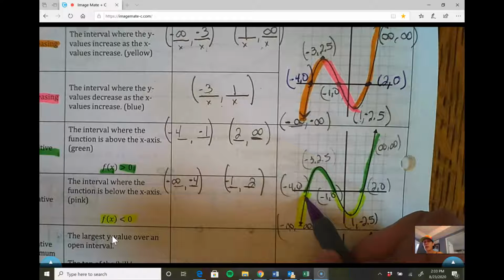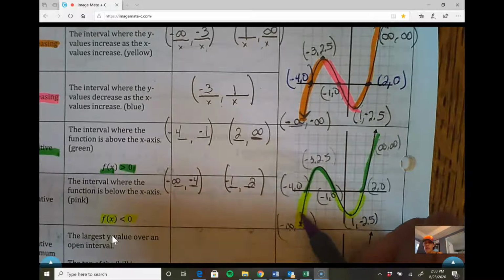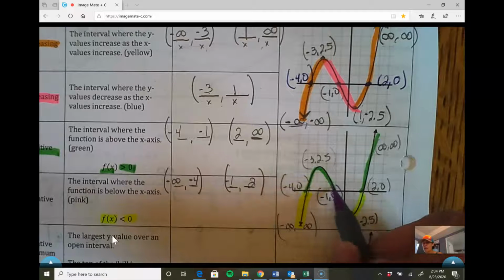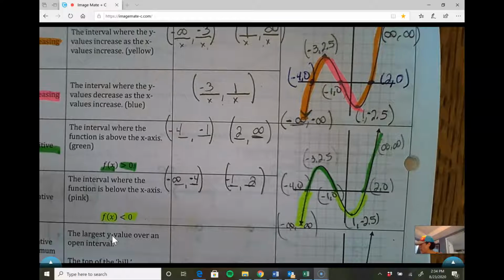It stops being positive. It stops being negative. So I don't want to include 0. It's negative, negative, negative, negative. Oh, now it's not negative or positive. So I don't include 0. Then it's positive, positive, positive, positive, positive. Gets here, it's not positive or negative. So we don't want to include those values.